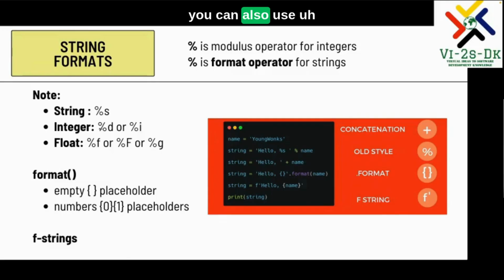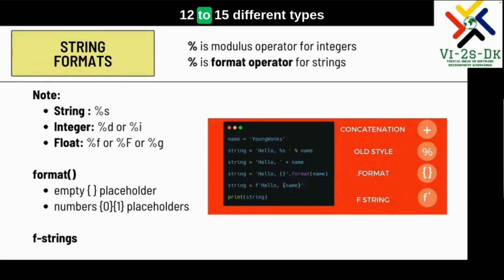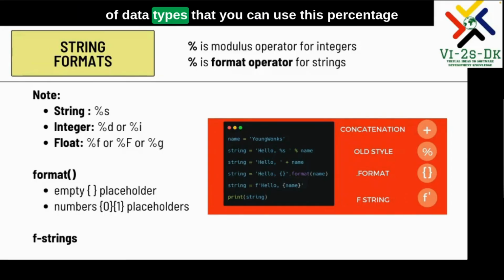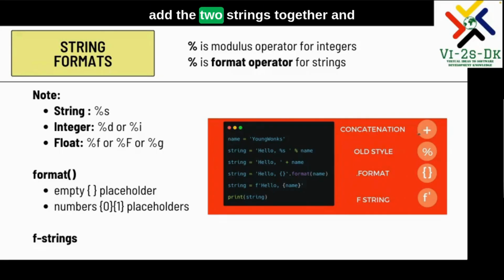You can also use %d or %i for integers. And for float, there are a few options. There's a whole table on python.org that has all the different types, there are many of them, maybe 12 to 15 different data types that you can use this percentage with. But back in the days, what was popular was concatenation. If you needed to make changes, you just go ahead and add the two strings together.